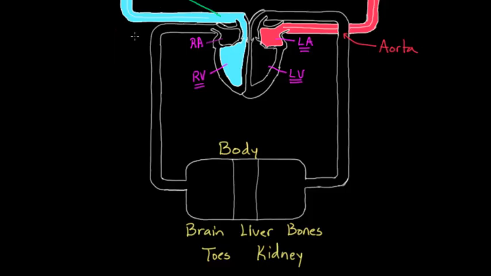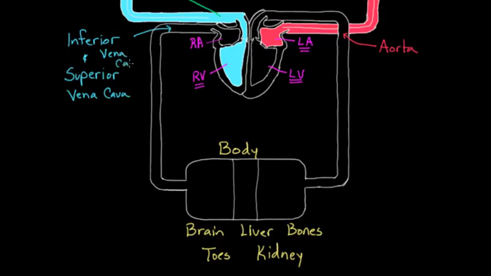And at the end, somewhere up here, it's going to go back to the right atrium. And it generally travels through two major vessels. One is the inferior, and the other is the superior, meaning lower and upper. And they're both called vena cavas. So superior vena cava and inferior vena cava. I'll just write that here.